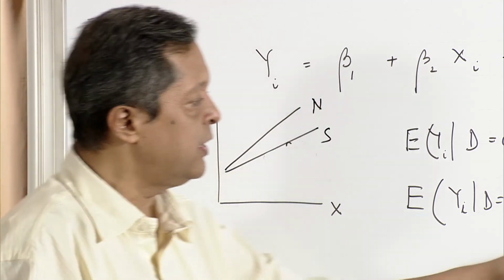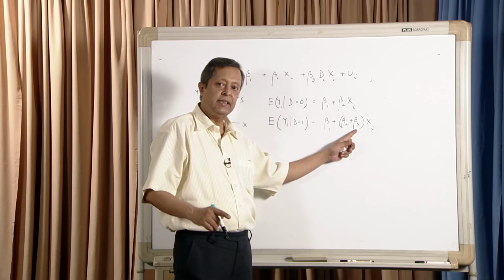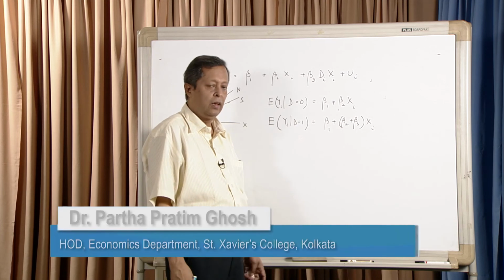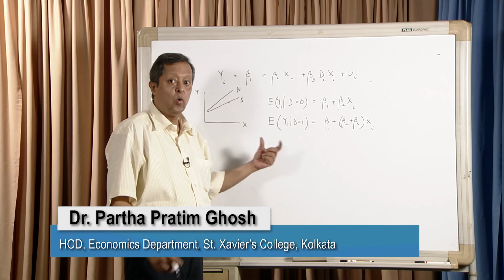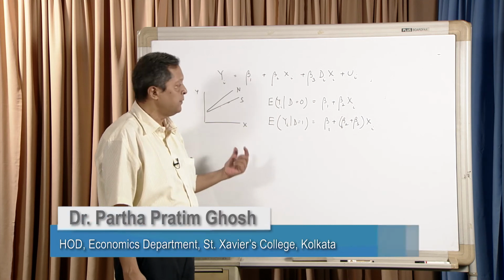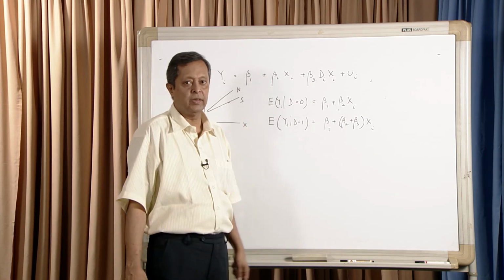So, what is beta 3? Beta 3 is the incremental effect of being in the northern region over being in the southern region as far as the slope of this regression is concerned.